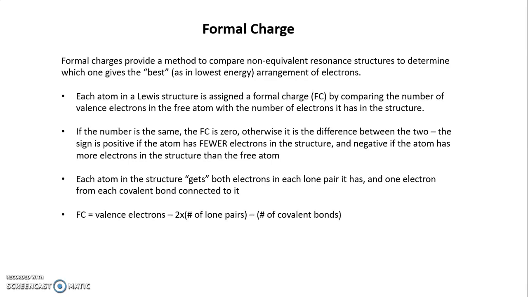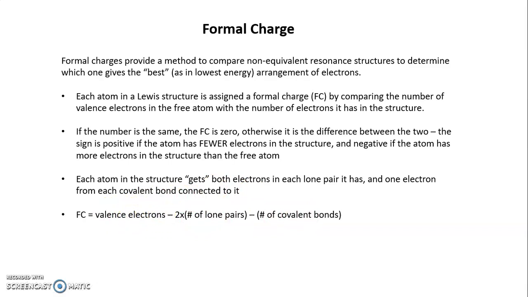And there's a very simple formula for this. The formula for the formal charge is just going to be the number of valence electrons. So for nitrogen, again, that would be 5. And then we're going to look at the structure, and we're going to see how many lone pairs there are, and we're going to count all the electrons in those lone pairs. That's going to be 2 times the number of lone pairs. And then we're going to get 1 of the electrons in each covalent bond, so we can just count the number of covalent bonds. We're going to subtract all of that from the number of valence electrons in the free atom, and that will give us our formal charge.